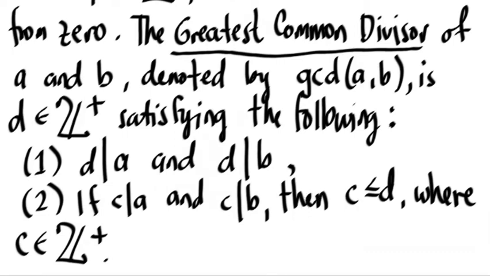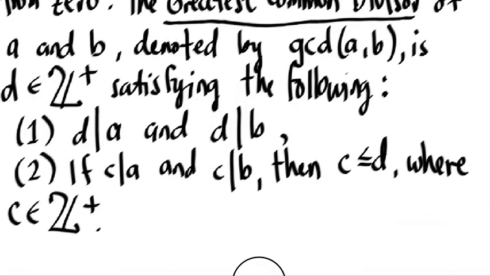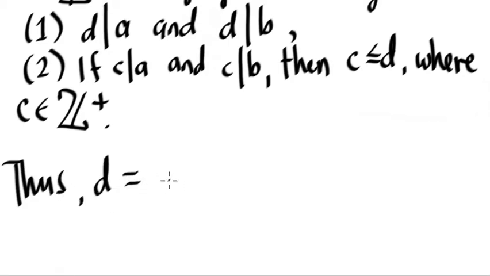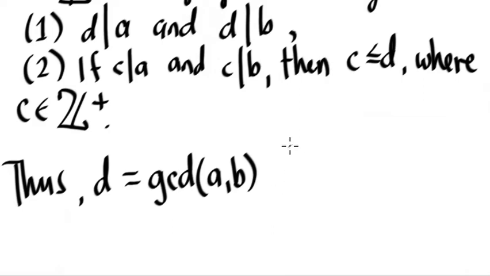Thus, to complete the statement, d is what we call the greatest common divisor of a and b if these two conditions are satisfied. If you want this statement in words, let's have it.